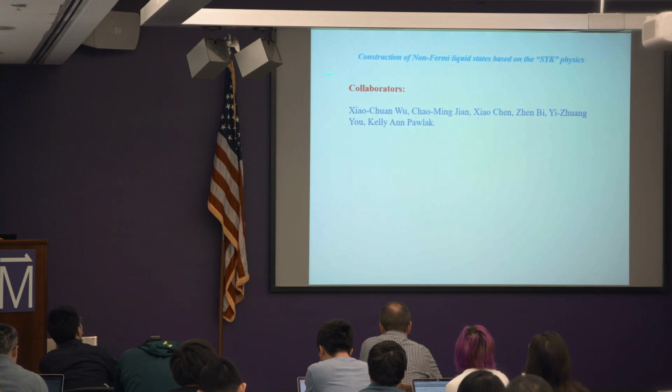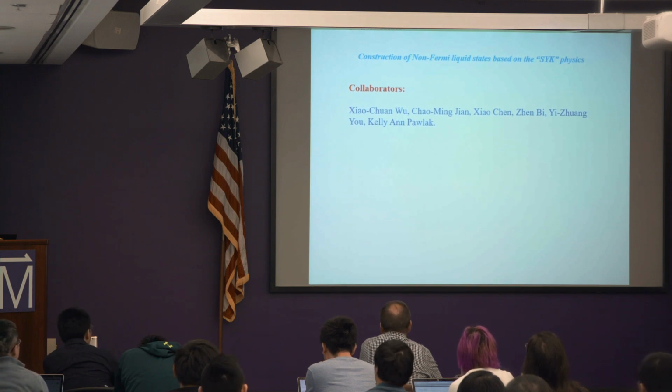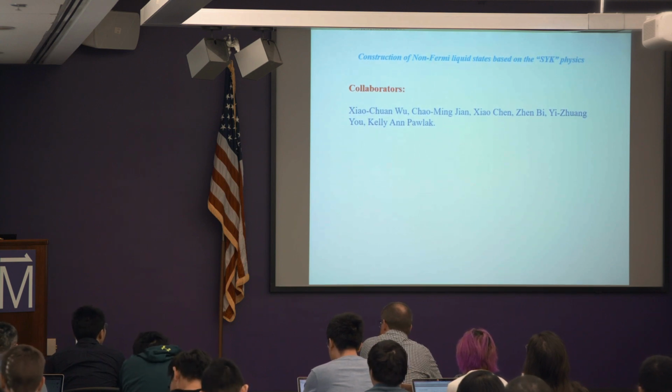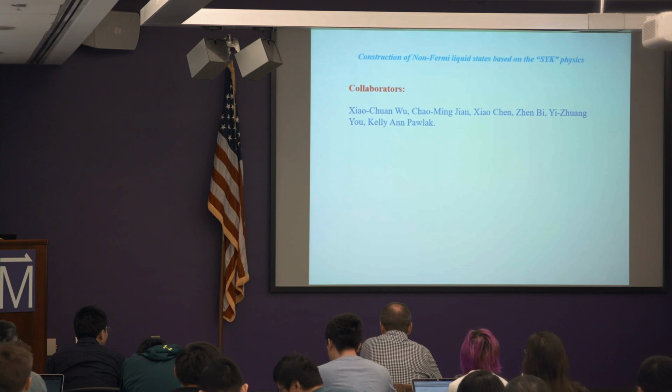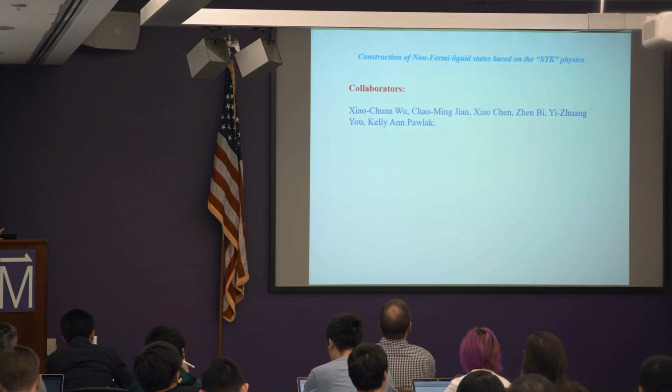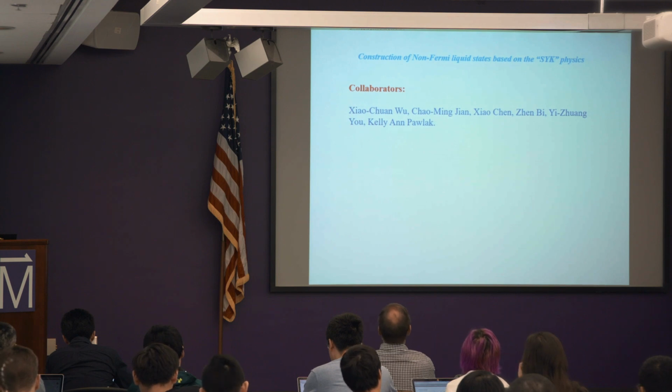So let me first introduce my collaborators. Most importantly, Xiaochuan Wu actually is in the audience. He did a lot of calculations, so if you have a hard question, you know who to ask. Chao Ming was a postdoc in KIDP and also Station Q, and now he's a Cornell faculty, and there are also many other faculty collaborators.